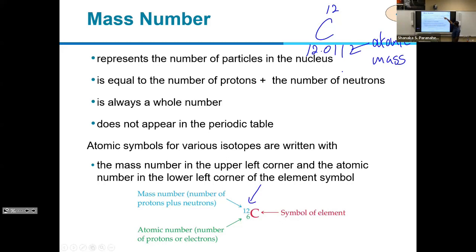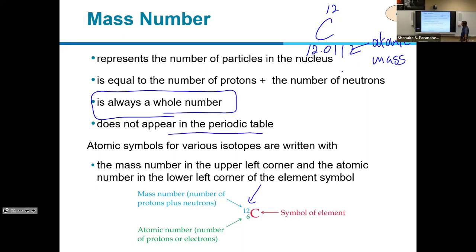We are going to learn how to calculate this number later, if not by Friday. Mass number represents the number of particles in the nucleus, and it is equal to the number of protons plus the number of neutrons. That's why we subtract the number of protons from the mass number to get the number of neutrons. The mass number is always a whole number. It does not appear in the periodic table, so don't use your periodic table to find the mass number.